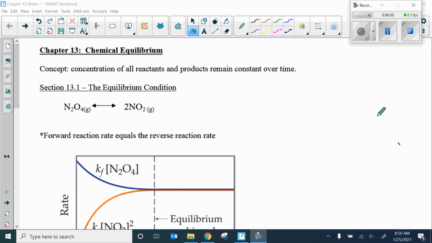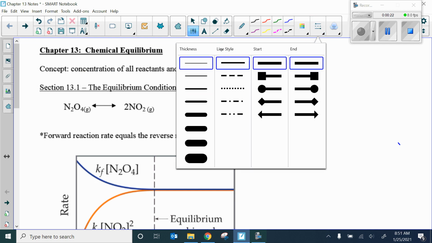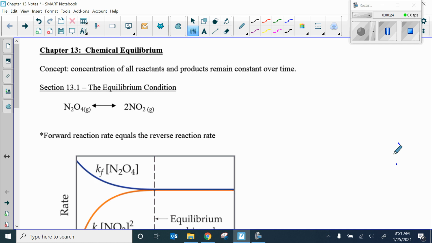We are going to start at chapter 13 on chemical equilibrium. I think you have probably heard me say that term equilibrium a few times in chapter 12. Equilibrium is the concept that the concentration, it also could be pressure related, so it should be concentration and pressure, of all the reactants and products remain constant over time. Now, this is what we are trying to get to.